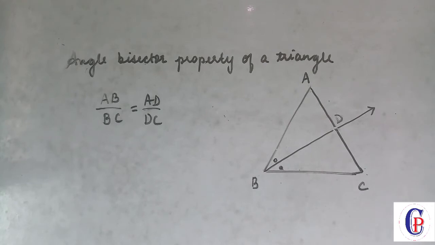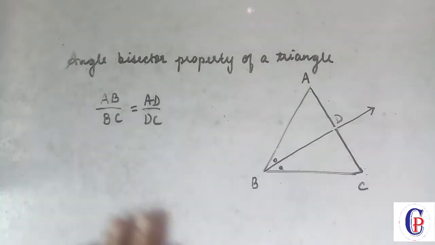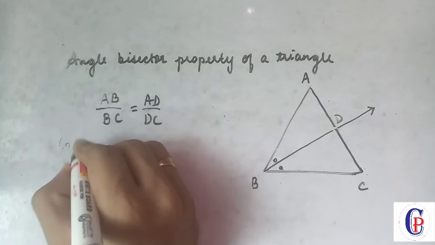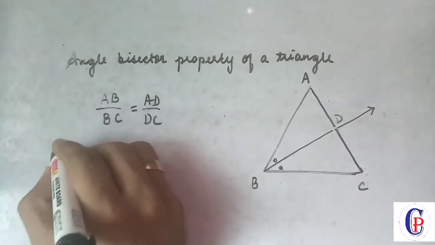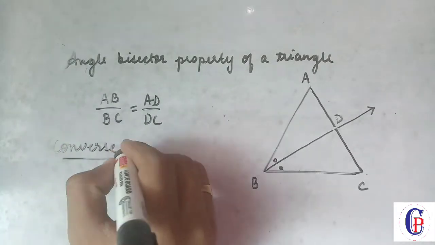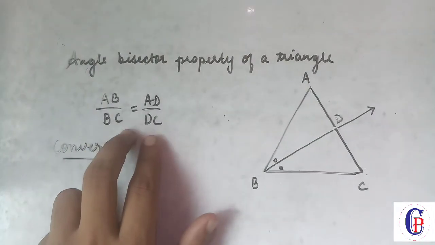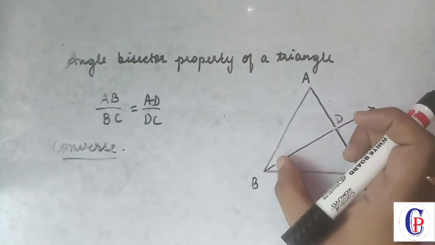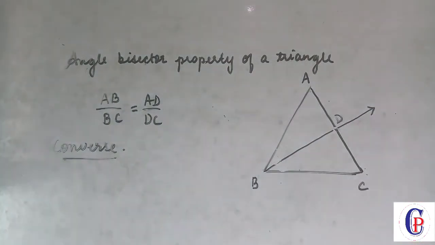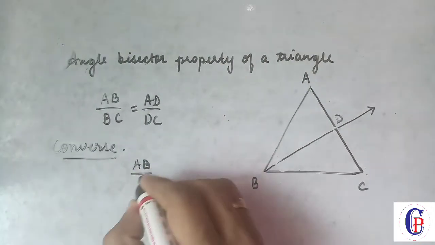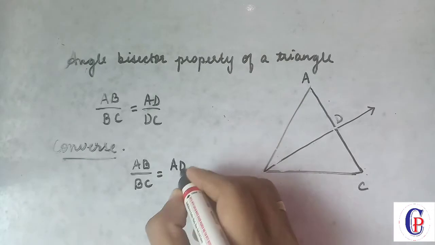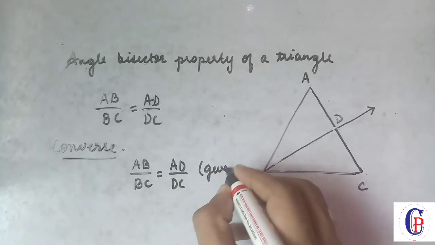Now one thing that we didn't discuss, or wait, let us discuss its converse. What does converse mean? Converse means we are not told in the question that this is an angle bisector. It is only given to us that AB upon BC is equal to AD upon DC. This is given to us.